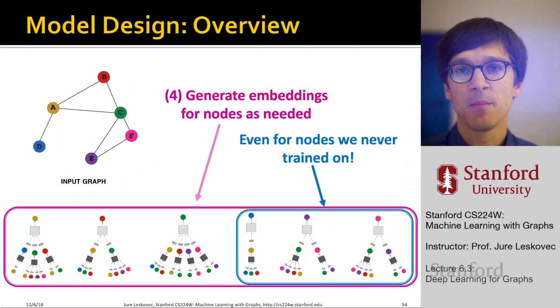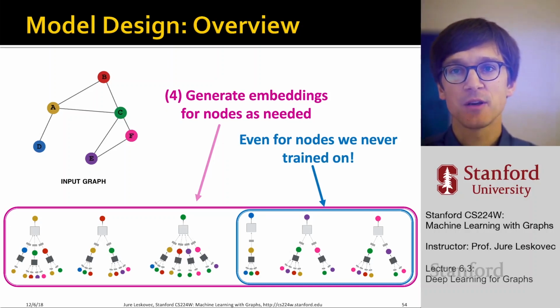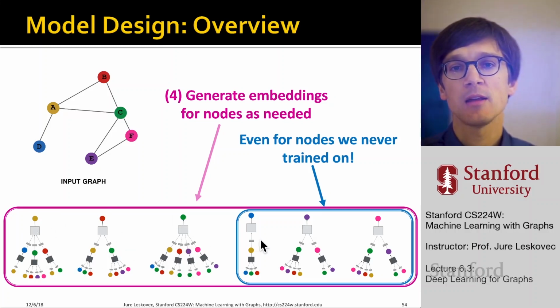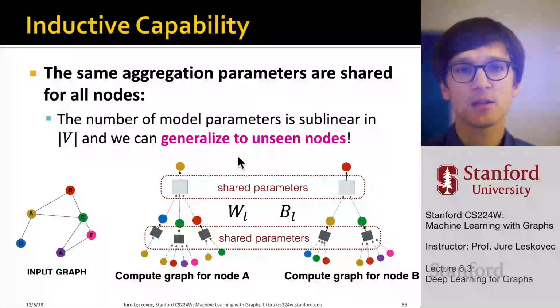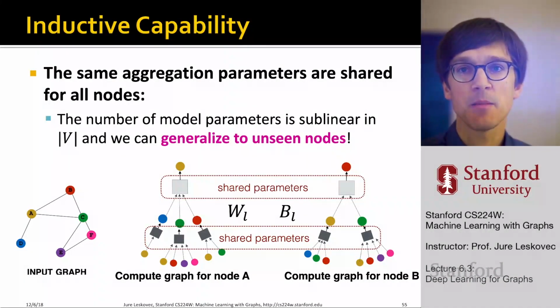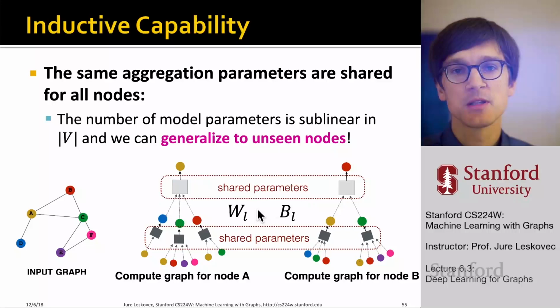So this means that we can train on one graph and transfer the model to the other graph, because this particular set of nodes could be used for training. The parameters would be optimized here, and then we could apply this to a new set of nodes, to a new set of computation graphs. So our model has inductive capability, which means that the same aggregation parameters, same W and B, are shared across all nodes. And the number of model parameters in this case is sublinear with the size of the network, because W and B only depend on the embedding dimensionality and the number of features, and not on the size of the graph.